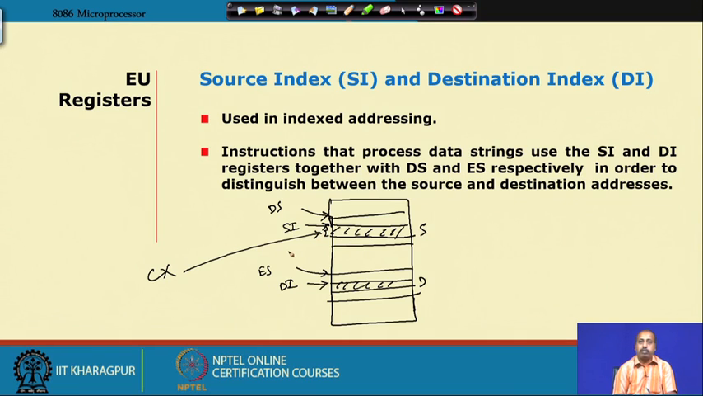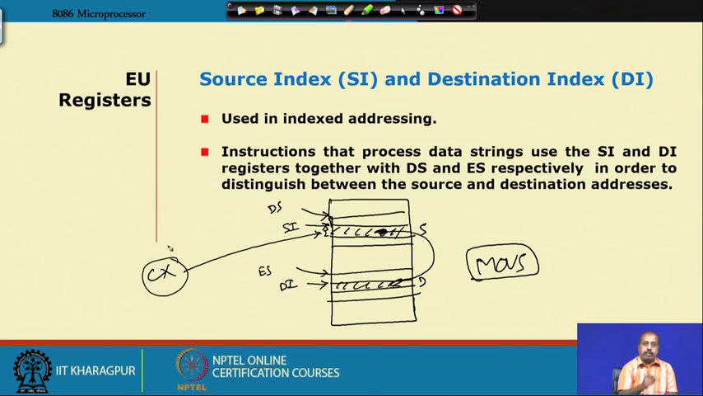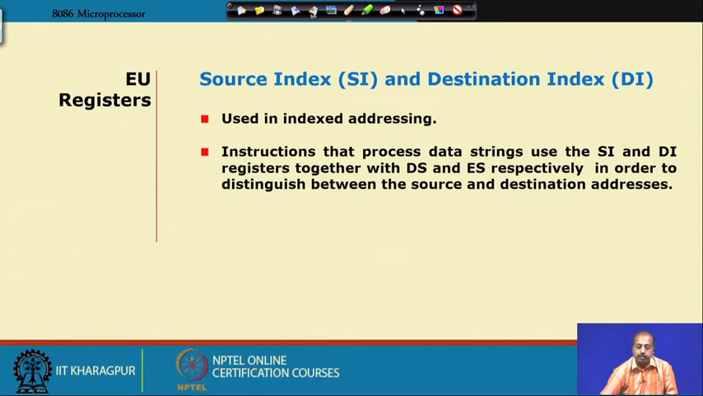From the source, how many bytes you want to transfer, the number of bytes you can load in the CX register, and then you can use the string instruction MOVS. If you use this, it will automatically transfer the content of these memory locations to this memory location. Whatever count has been put into the CX register, so many bytes it will transfer from the source block to the destination block. So, this way the source and destination index registers can be useful for doing the data transfer.